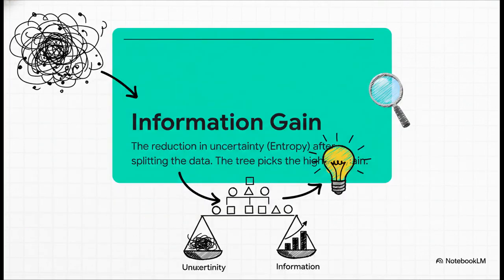And that brings us to information gain. This is basically the reward the tree gets for asking a good question. It's a number that tells you exactly how much the entropy, the chaos, goes down after you split your data based on that question. So at every single step, the tree looks at all the questions it could possibly ask, calculates the information gain for each one, and it always picks the one that gives it the biggest aha moment, the one that cleans up the most mess.